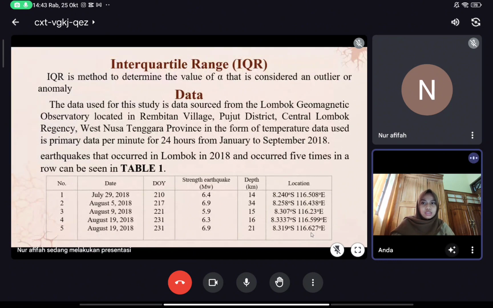The data used for this study is sourced from the Lombok Geomagnetic Observatory, located in Rembitan Village, Pujut District, Central Lombok Regency, West Nusa Tenggara Province. It is temperature data, using primary data per minute for 24 hours from January to September 2018. And earthquakes occurred in Lombok in 2018 five times, as we can see in the table: July 29, August 5, August 9, and 2 times on August 19.